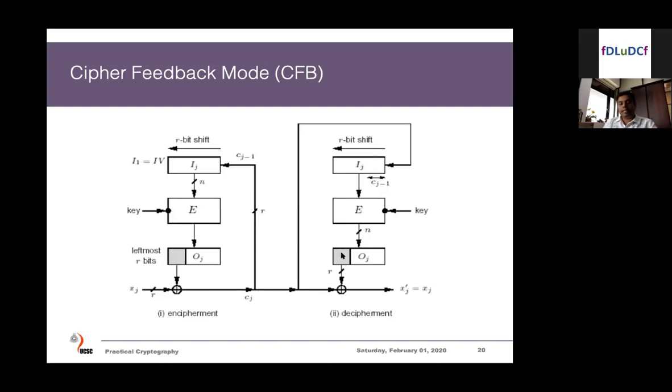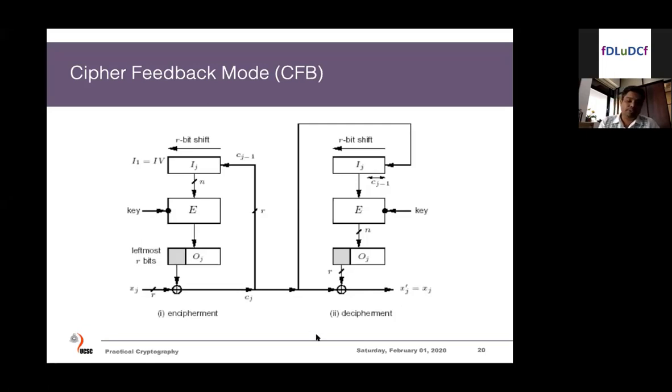How do they generate the same key? Take the same initial vector, encrypt that initial vector using the same security key, get the same ciphertext. So then the leftmost R bits here equal the leftmost R bits here. Right. So then the first byte, or first R bits, is decrypted. Now we need to be ready to decrypt the next R bits. For that, we need to create the next key.